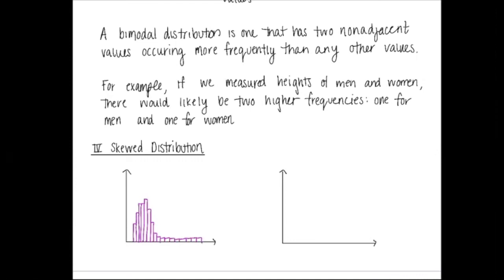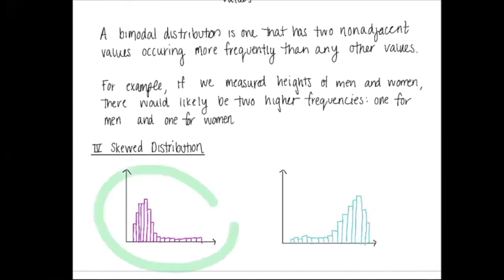Then I could reverse it. I could have a lot of information on this side. It's so hard to draw these nicely. And then I have kind of a long tail over here. Okay. So they're skewed to one direction.